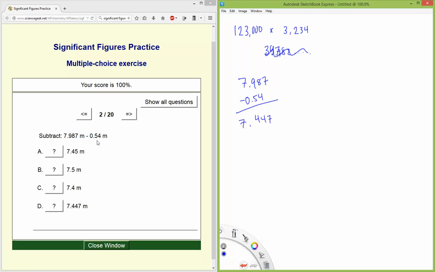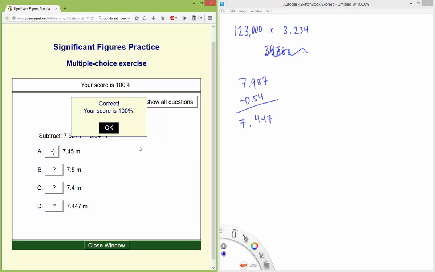Huh? We got it. Slow to start with. Yeah, we got it, we're there. Okay, more practice here. All right.